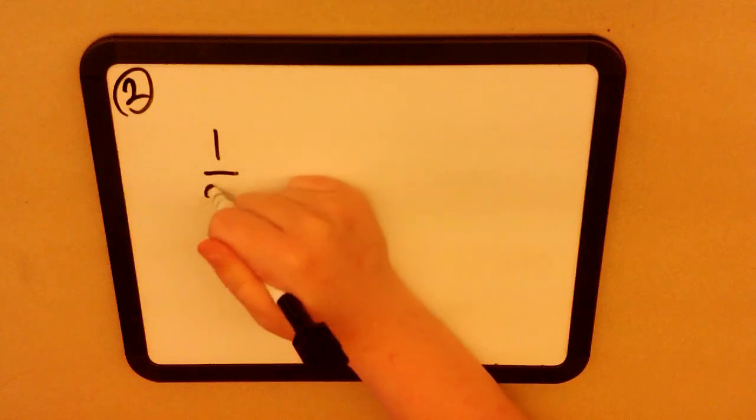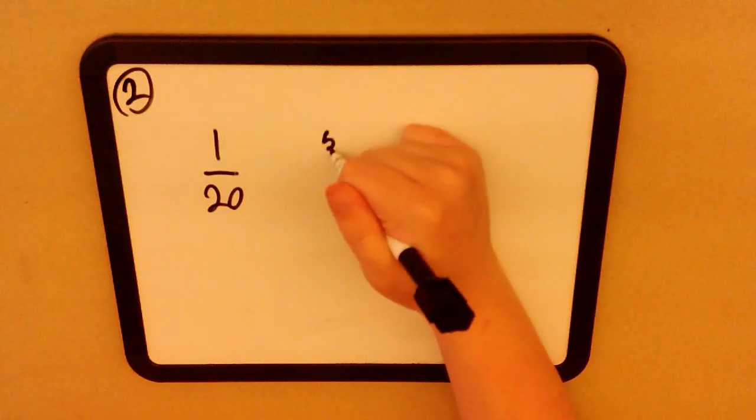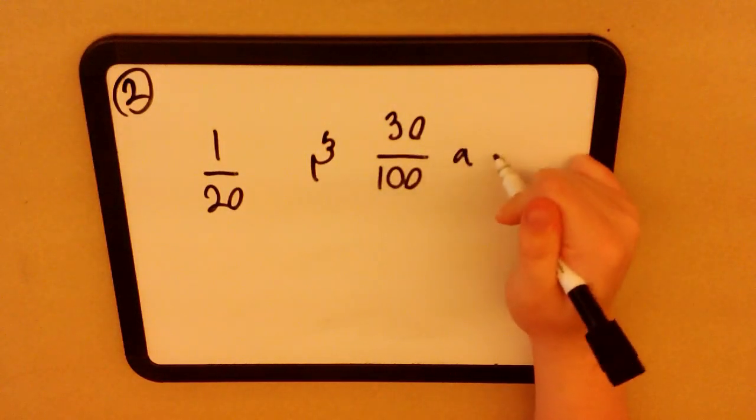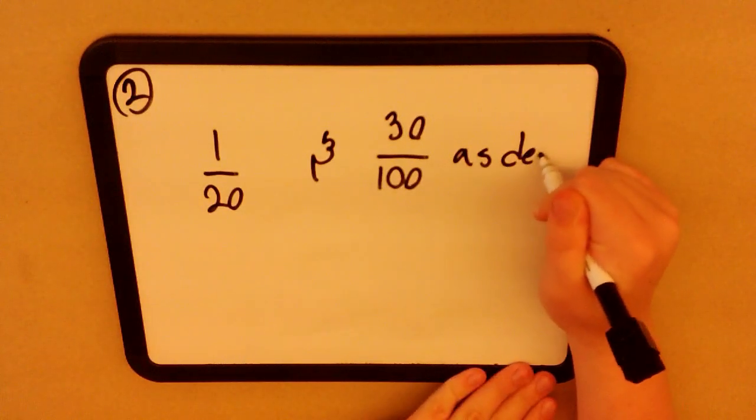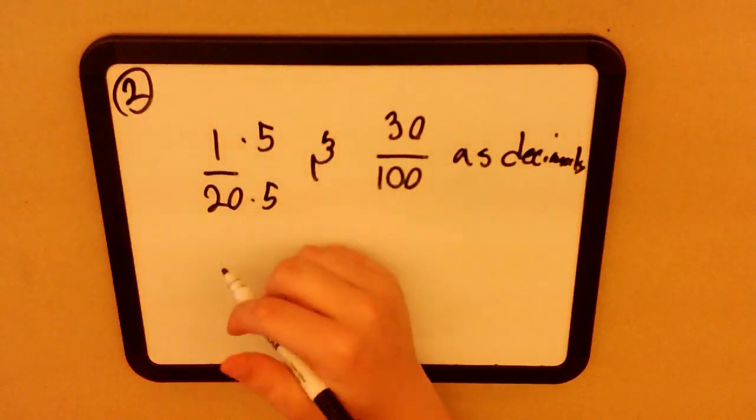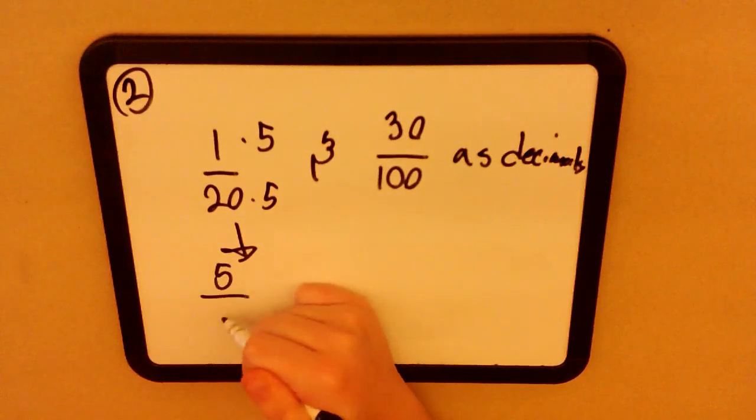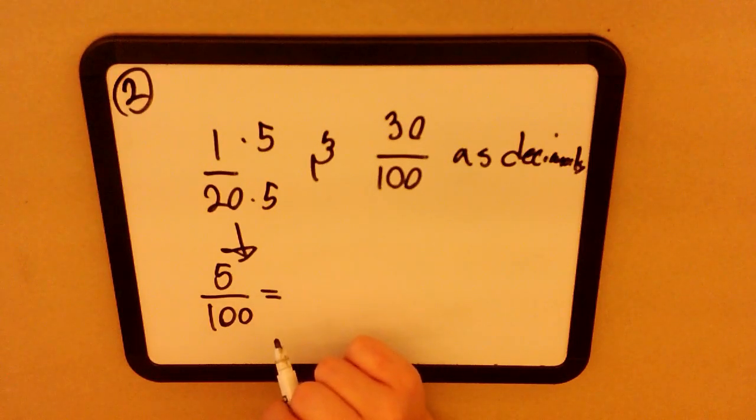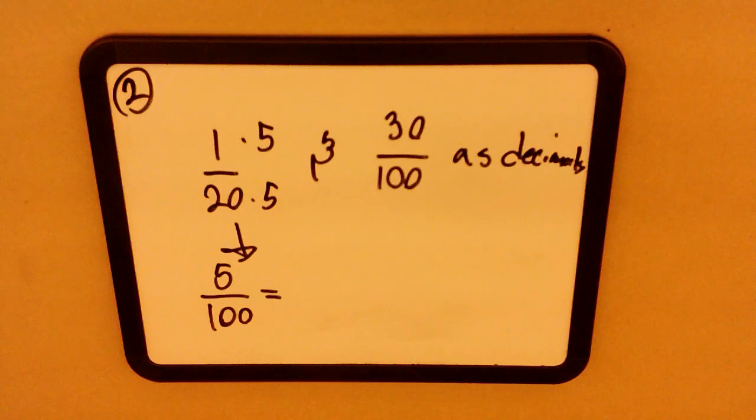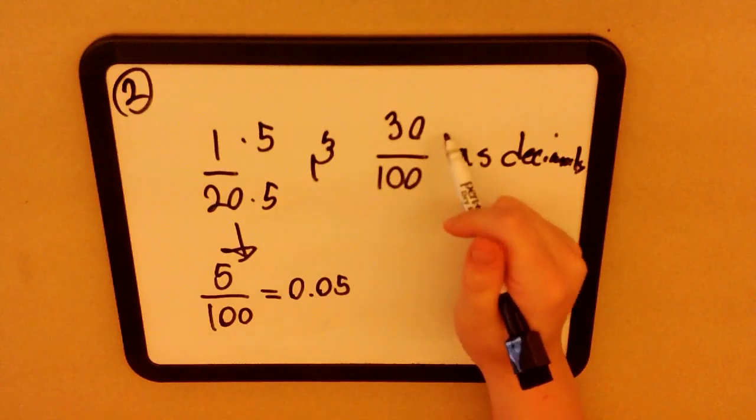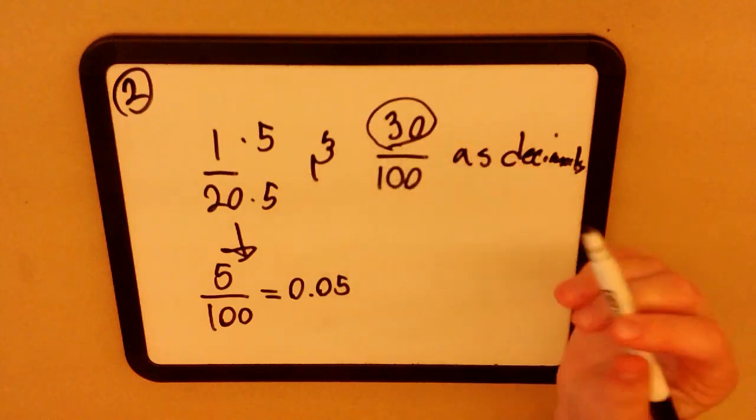Now we are going to look at question number 2, which is show how to express the following fractions in decimal form. 1/20 and 30 over 100 as decimals. Now you're going to multiply 1 over 20 by 5 in order to get that to the hundredths area. And so that's going to be 5 over 100. And so then we look at that, and that is going to be simplified down to 0.05.